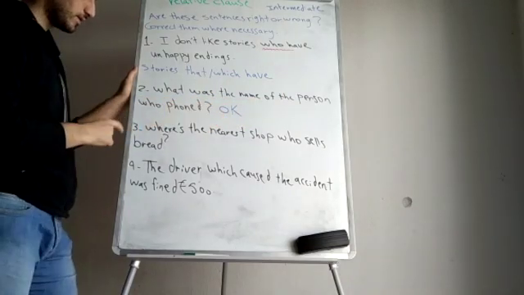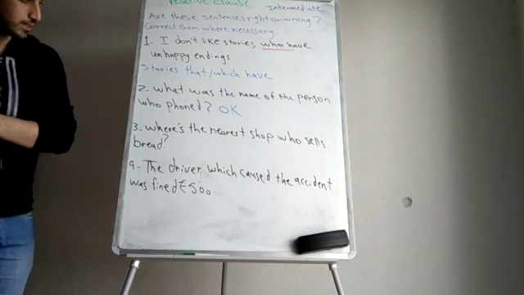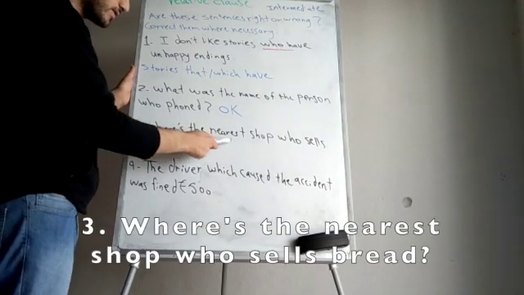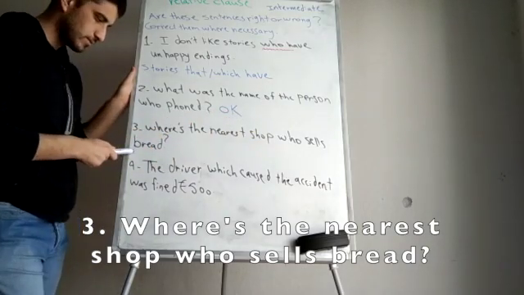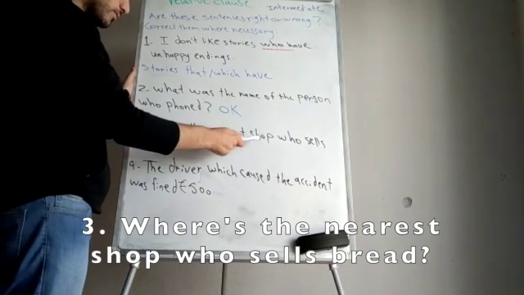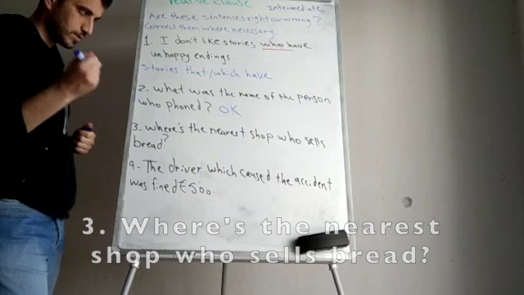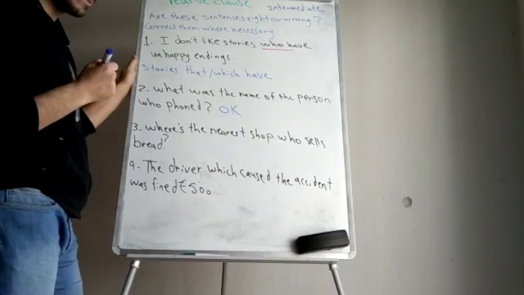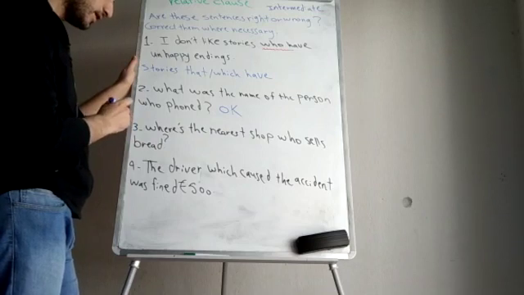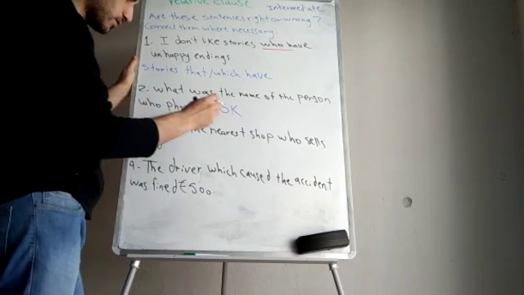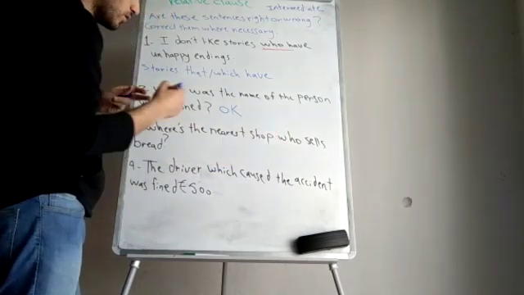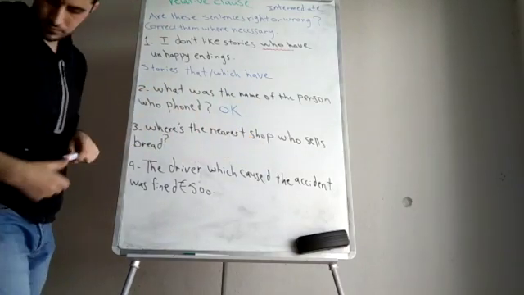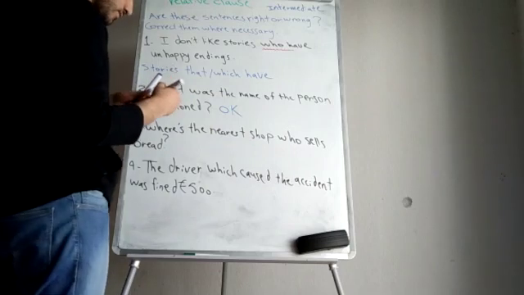Okay. Number 3. Where is the nearest shop who sells bread? So what do you think? Is it right or wrong? Number 3, it's wrong because we don't use who with things like shop. So it's wrong.